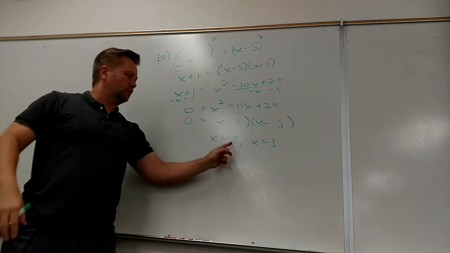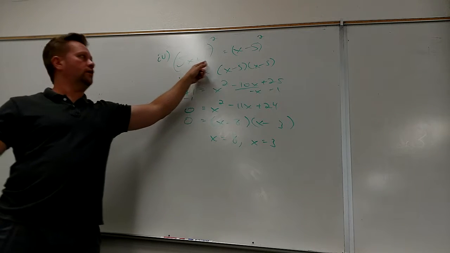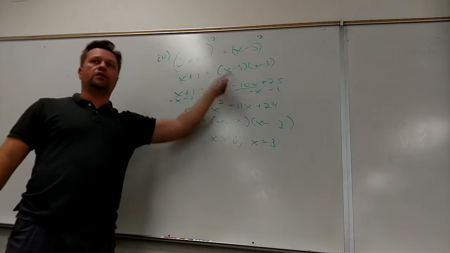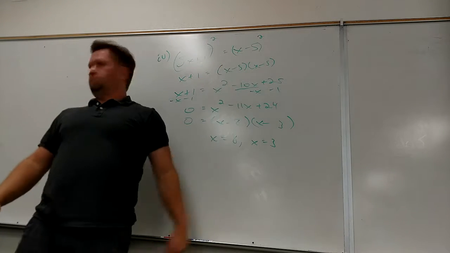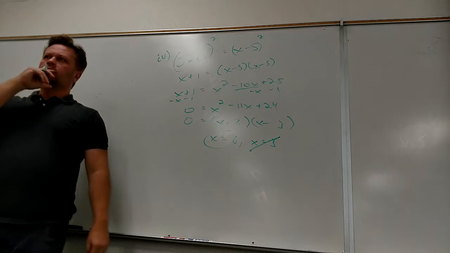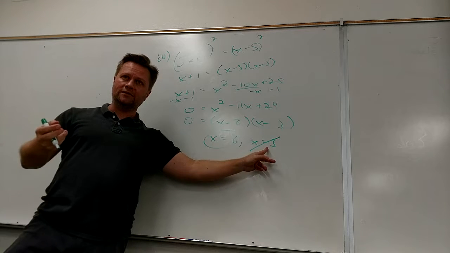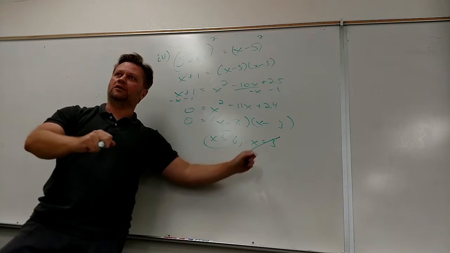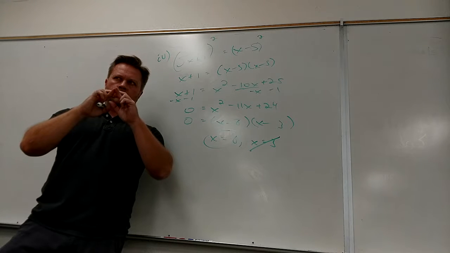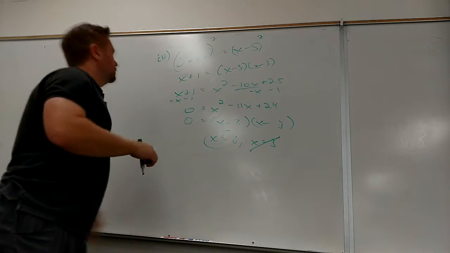Because again, what happens when you plug an 8 in? 8 plus 1 is 9. Square root of 9 is 3. 8 minus 5 is 3. Check. But when you plug a 3 in, you get 2 and negative 2. No good. Don't just not write this. You're going to lose points. I need to see you get this and then throw it out, just like we've done before. All right, so you try this one.